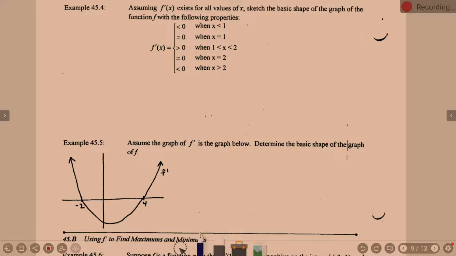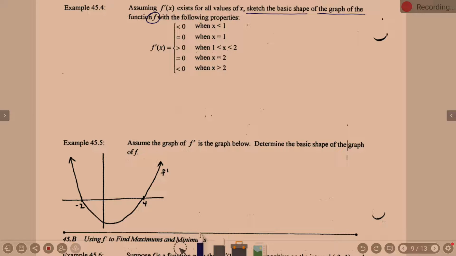Sketch the basic shape of the graph of f given these following first derivative properties. So what I'm going to have us do is go through and analyze first. I'm not going to even begin to try drawing until we know what each and every little piece means here.